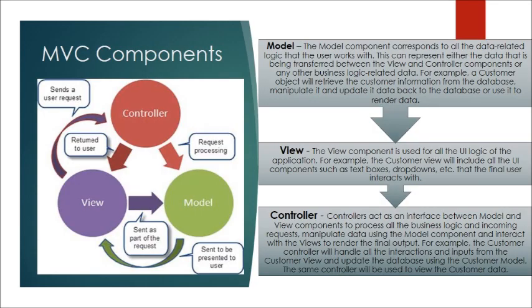MVC Components. Following are the components of MVC. Model. The model component corresponds to all the data-related logic that the user works with. This can represent either the data that is being transferred between the view and controller components or any other business logic-related data. For example, a customer object will retrieve the customer information from the database, manipulate it, and update data back to the database or use it to render data.